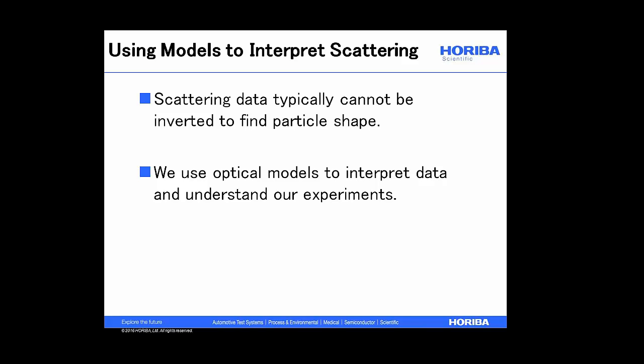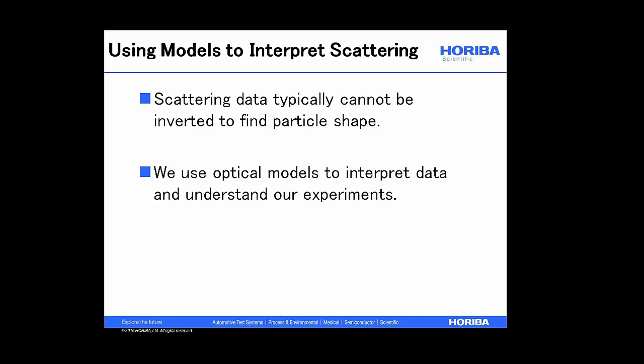Now, I said that scattering is dependent on particle size and shape. Typically, scattering data cannot be inverted to find particle shape, and that's because in most real particle samples, the particles are somewhat different shapes, and so you will obtain some sort of average. The second is that the particles that you're measuring are tumbling. So I'll just go ahead and warn you of that in advance.